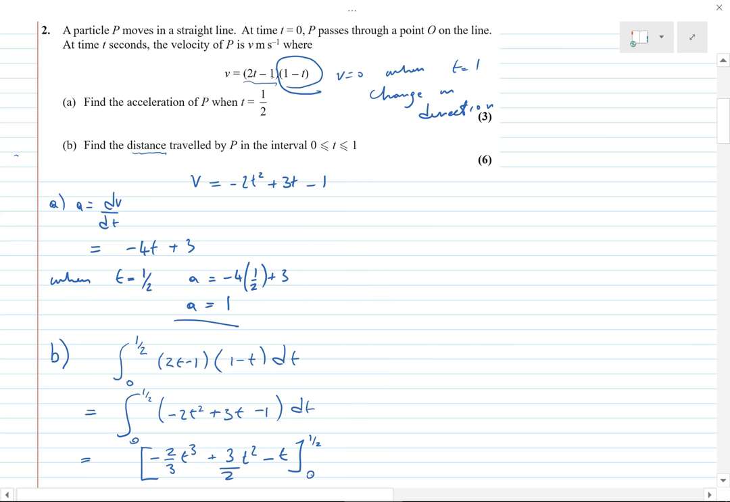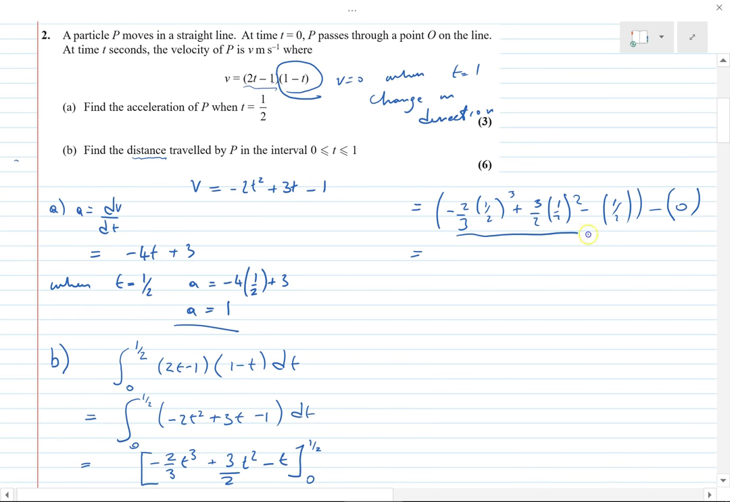So if I work that out, it's some input of the number. That's minus 2/3 times a half cubed plus 3/2 times a half squared minus a half. That's the number half inputted, and of course when we put zero into all of these, I'm going to get zero. I'll write it in just for completeness. That, when we work all that out, we're going to get the number minus 5/24.